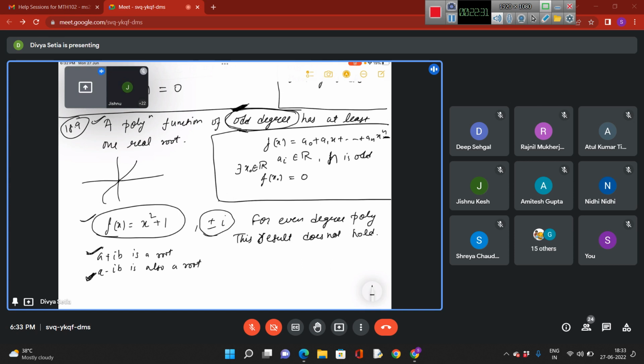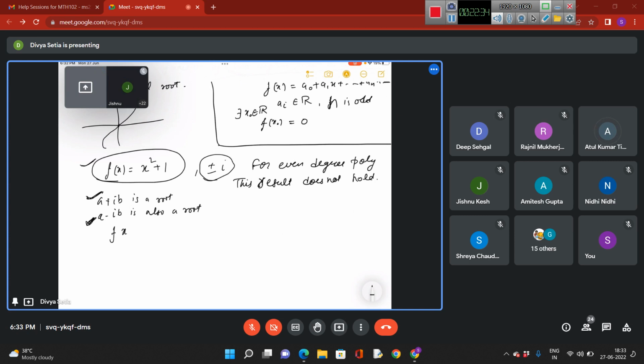Is the argument clear, what I'm trying to say? Yes, it's clear. Suppose your function is x cube plus x square plus x plus 1. This is a 3-degree polynomial, so in complex numbers it has exactly 3 roots, but the complex roots always occur in pairs. If a plus iota b is a root, a minus iota b is also a root.